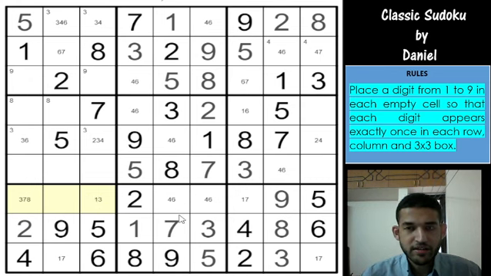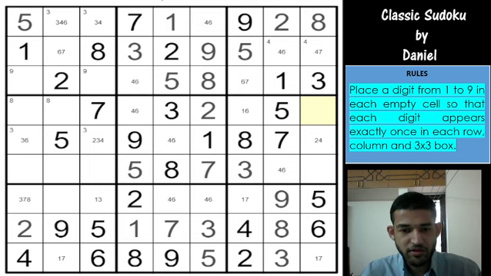Okay, nothing there. Okay, let us look at row 4 maybe. I have 2, 3, 5, 7, 8, because 8 is in one of these cells. So this cell has to be 1, 4, 6 and 9. Can't be 6, so this is 1, 4, 9.